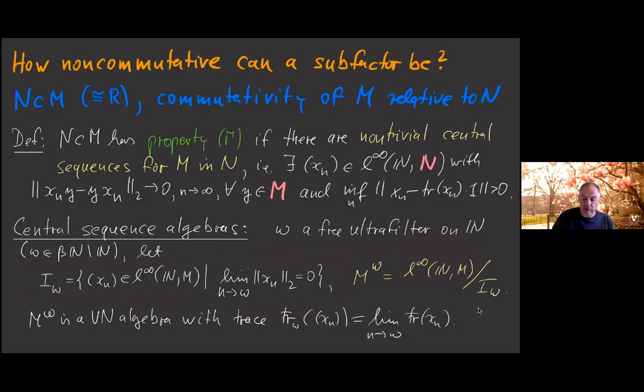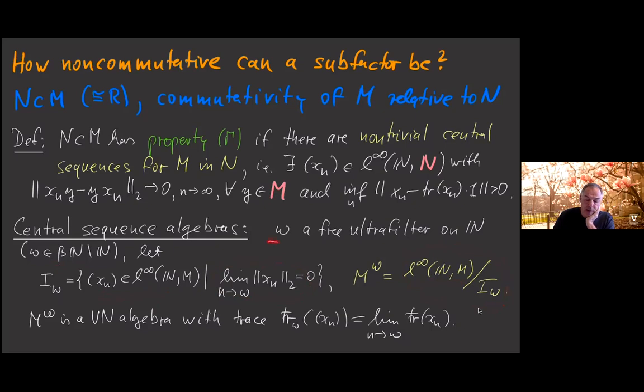And so if you have a bounded sequence, then the limit of such a bounded sequence always exists. It's just a limit point in the Stone-Čech compactification. And so if you look at all those sequences whose 2-norm as n goes to omega is 0, then that forms a two-sided ideal in the C-star algebra. And if you mod out by it, then you get a C-star algebra.